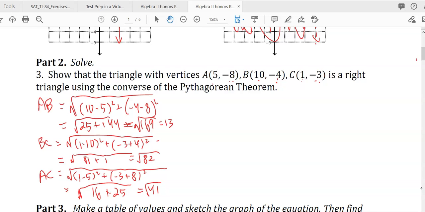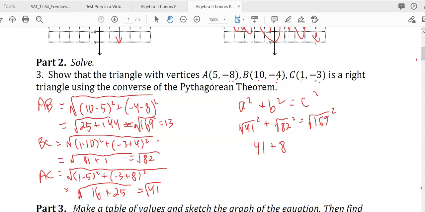So using the converse of a squared plus b squared equals c squared, let's try to prove this is a right triangle. So this would be square root of 41 squared plus square root of 82 squared equals square root of, I'm just going to leave it as, it would be easier, I'll just write 169 squared. If you want to write it 13, that'd be fine too. So this would be 41 plus 82 is 169. So I think I discovered an error here.